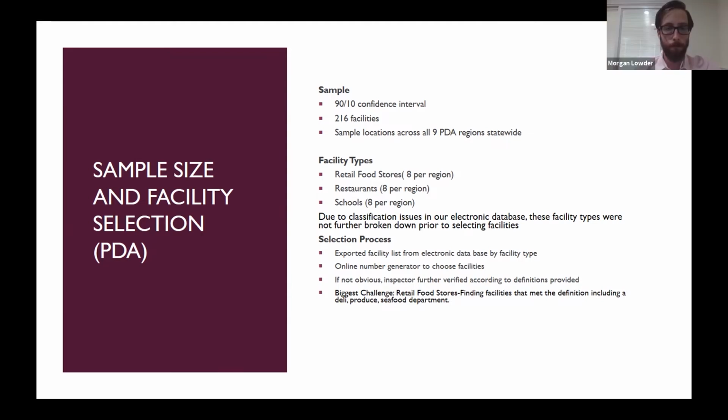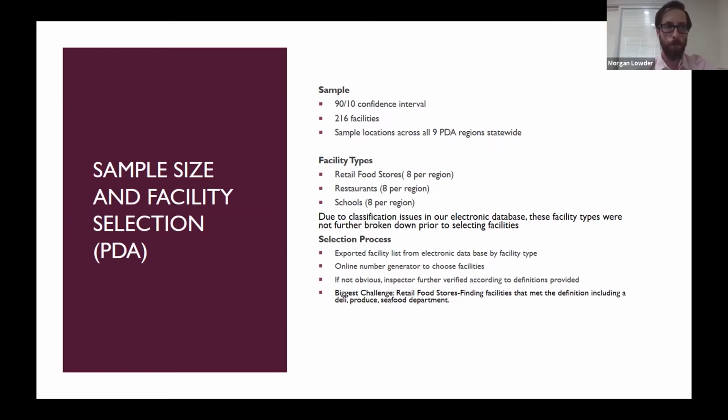For the selection process, facilities were separated by facility type in our electronic database and then exported onto 3 separate Excel documents. We used an online random number generator to choose the facilities. If it was not obvious to me that a facility did not meet the definition that we provided in our guidance, the inspector assigned to the facility further verified if it qualified for the risk factor study.